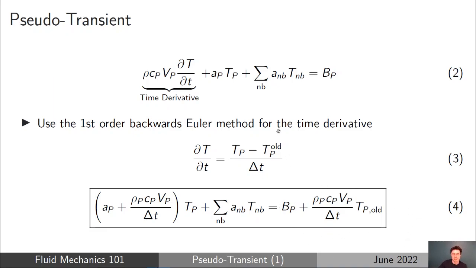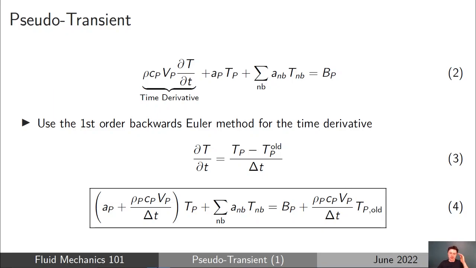But the difference here between the original steady state energy equation and the current one is we've modified the coefficient that's in front of TP. So we've got AP, which is the original, and then in addition we've got this artificial term which arises from the pseudo-time step, pseudo-time derivative, and then we've also got an additional source term on the right hand side there. And so this is one equation for a single cell in the mesh.